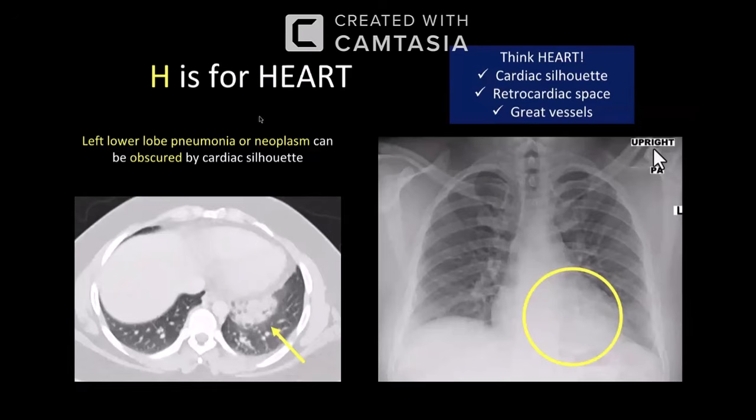Another example, H is for the heart. So look out for the cardiac margins. You have to outline the margin very well, and of course look at the retrocardiac spaces or the retrocardiac margins for any associated soft tissue lesions. This was another case where there was a lower lobe pneumonia. Very subtle. It's quite dense here. Apart from that, we couldn't appreciate much. But on a CT, we can actually see a lower lobe pneumonia with an air bronchogram.